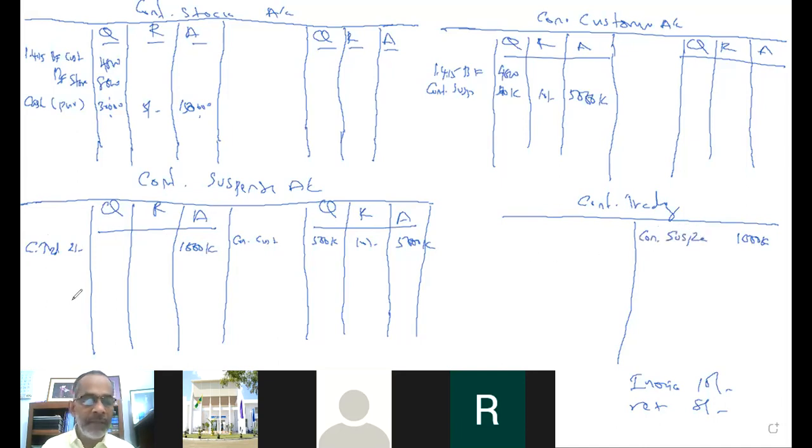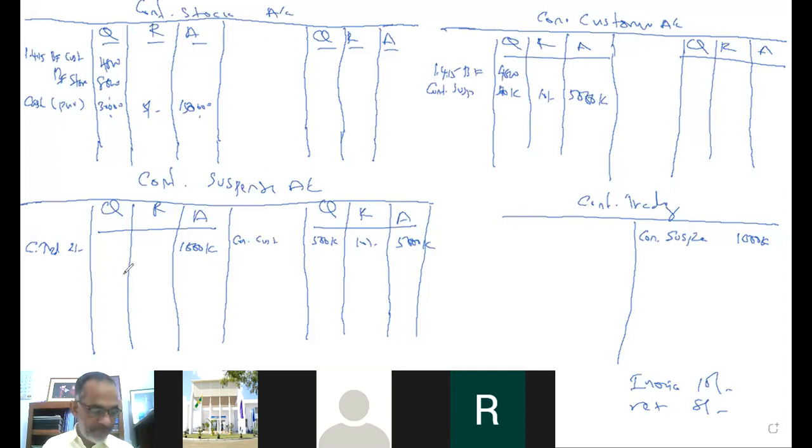Okay, are you comfortable? When you send the item to customers, there will be the 4 records: debit customers account, credit suspense account, debit suspense account, credit trading account. Are you okay?